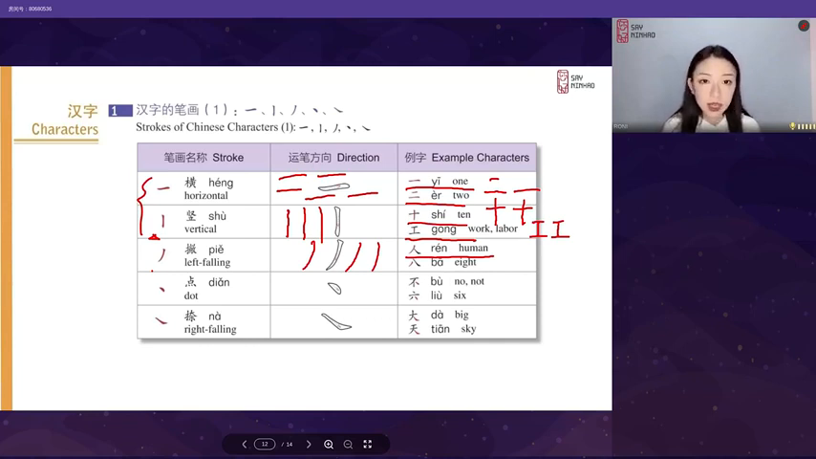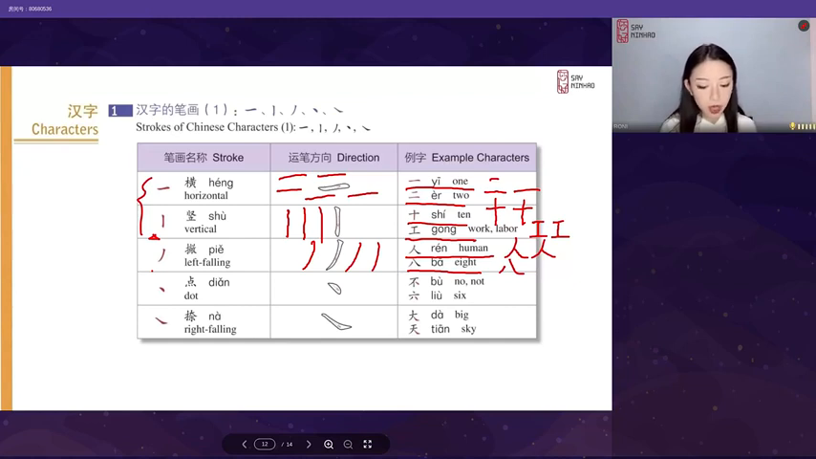And it consists of a left falling 撇, and then a right falling 捺. It makes 人. A left falling, a right falling. Next one is ba, which means 8 in Chinese. It is a short left falling and then a longer right falling. It is ba, 8 in Chinese.